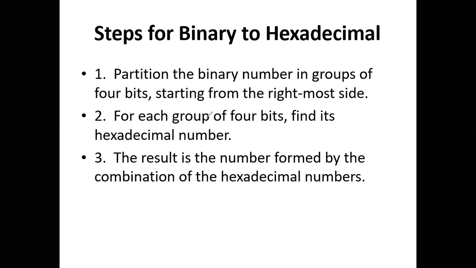So the steps are: 1, partition the numbers in groups of 4. After partitioning the numbers in groups of 4, you find the hexadecimal number of those 4 bits. Okay, and by so doing, you have converted the number to base 16. So let's look at an example. These are just numbers which I'm randomly thinking of.